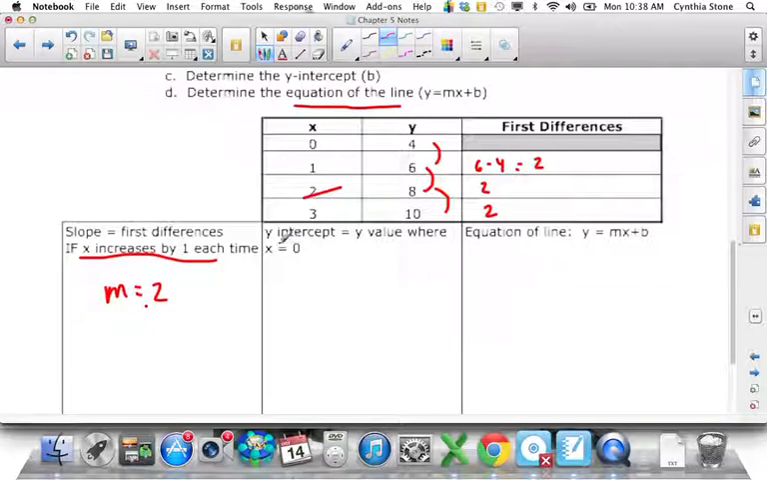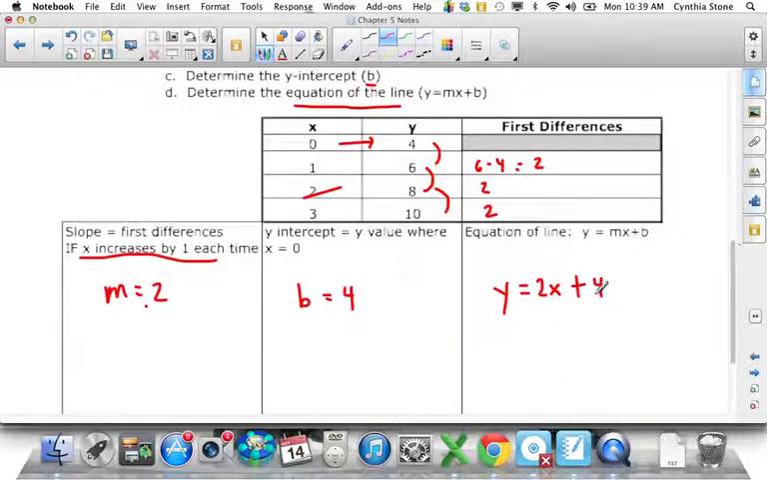Okay, what's the y-intercept? Well, y-intercept has the symbol b. Determine the y-intercept, which has the symbol b, and it's the y value where x equals 0. So this one we can read off the graph, or the table of values: when x equals 0, y equals 4. So b equals 4. And now write the equation of the line. You say just y, and instead of writing m, you write 2. You keep the x. Instead of writing b, you write 4.